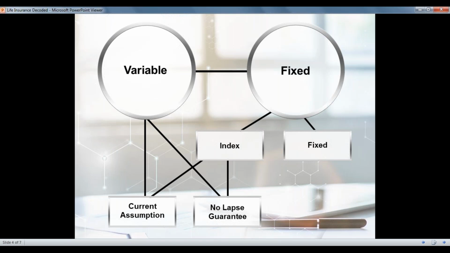On top of that, with either an index or a fixed UL, you could have a current assumption product, which says, hey, to stay in force, you have to have cash value. Or it could have an underlying no-lapse guarantee, which means the product does not have to have cash values to stay in force. You just have to meet the criteria set out in the policy, which is basically, my shorthand for it is pay your premiums every time on time, take no loans, and take no withdrawals. And then you're going to have no problems at all.